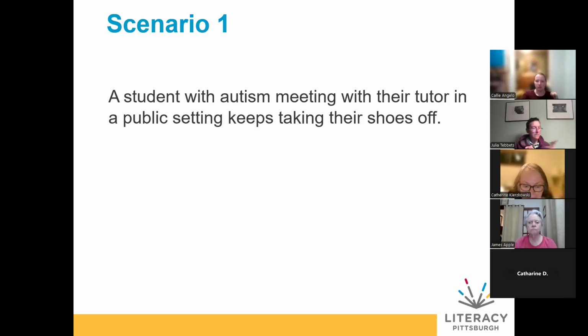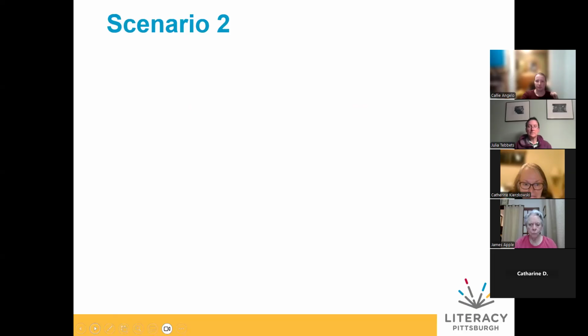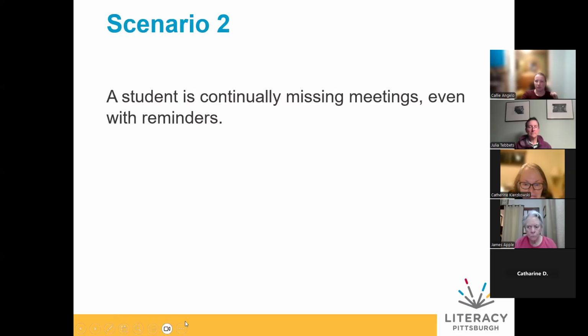Okay, let's try another one. A student is consistently missing their meetings, even when setting reminders. What might be happening here? And there is not one answer to any of these scenarios, just so we're clear there. Losing interest. Losing interest, possibly, yeah. What else might be happening?